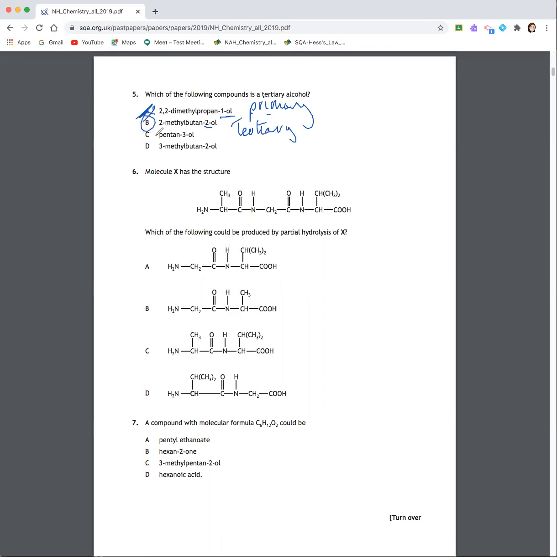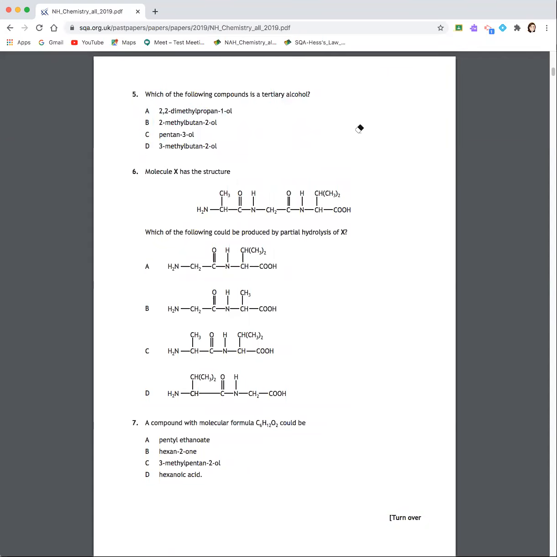C, if we just go through the rest, it's got the hydroxyl in the middle of the chain, but there's no branch attached to the carbon that the hydroxyl's on, so that's just a secondary. And then for D, there is a branch, but it's not attached to the same carbon as the hydroxyl group, so again, that's just a secondary alcohol. Okay, so for it to be tertiary, you really need the branch on the same carbon as the hydroxyl group.